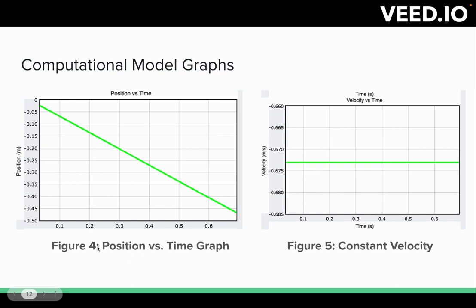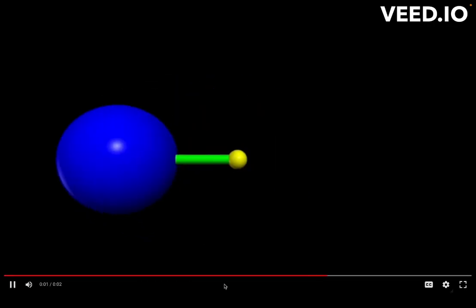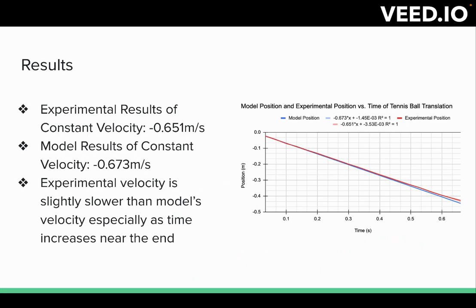Using the computational modeling, figure 4 and figure 5 show the position versus time and the velocity versus time graphs that were generated by GlowScript. And this was the GlowScript output for the ball's movement. The experimental results had a constant velocity of negative 0.651 meters per second, and the computational model had a constant velocity of negative 0.673 meters per second. As you can see in the graph here, the model and the experimental are pretty close together. Towards the end, the experimental velocity is slightly slower than the model's velocity, and the constant velocity is the slope of the position versus time graph here.